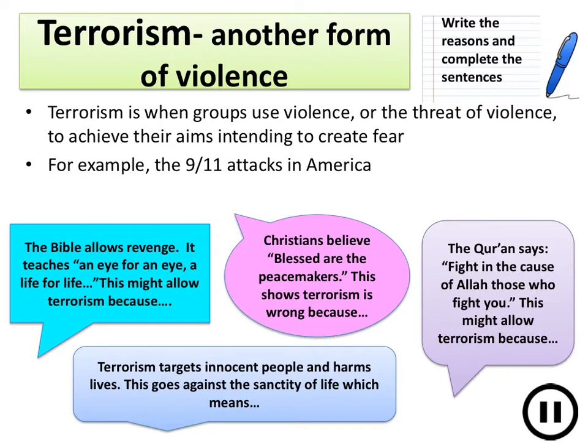Terrorism targets many innocent people and harms lives. This goes against the sanctity of life, which means that life is special and sacred as it's created by God. Both Islam and Christianity teach the sanctity of life, and it clearly shows that terrorism is wrong. It necessarily uses violence, the threat of violence, or killing people and physically harming them in order to get across its aims. And this goes against a huge number of religious teachings.